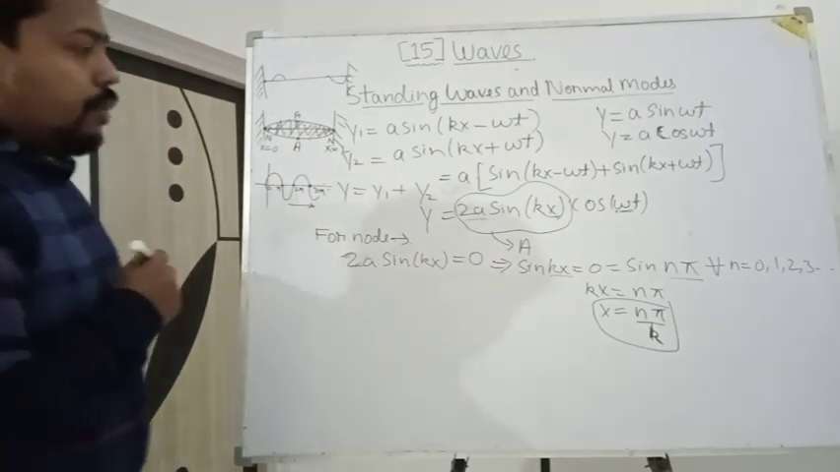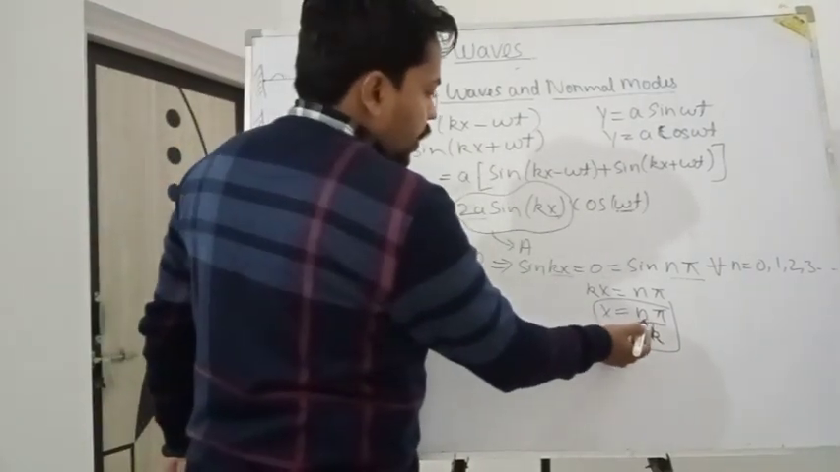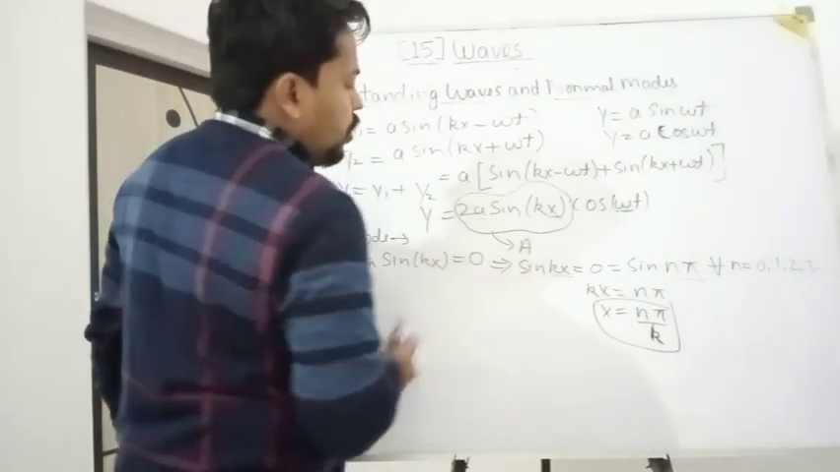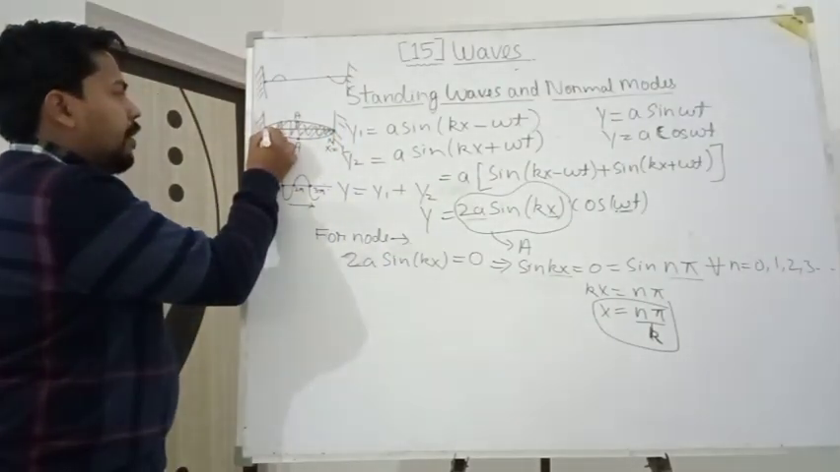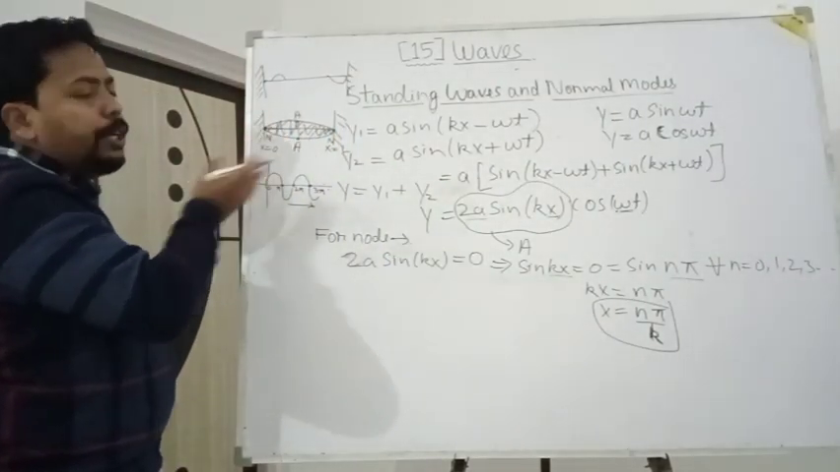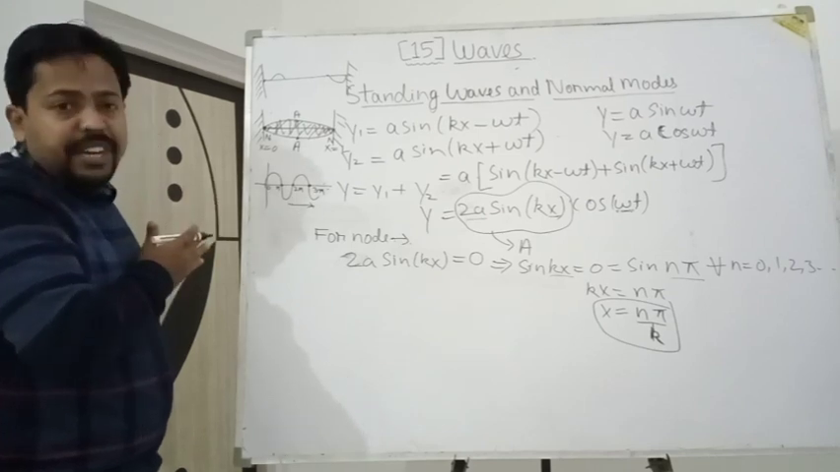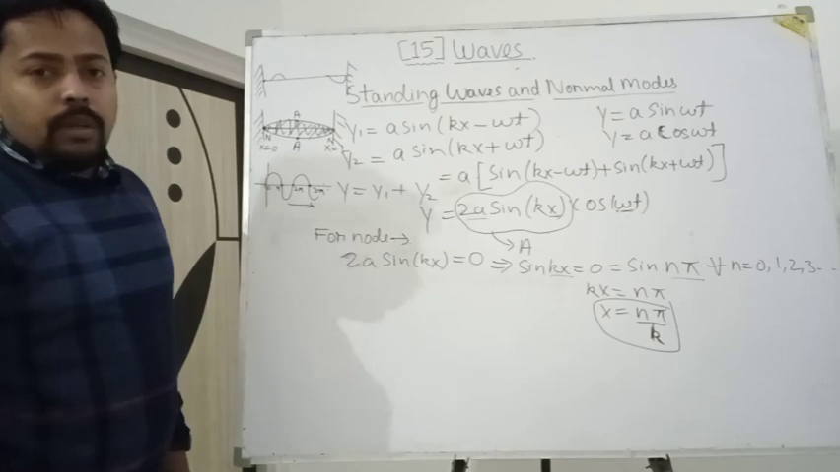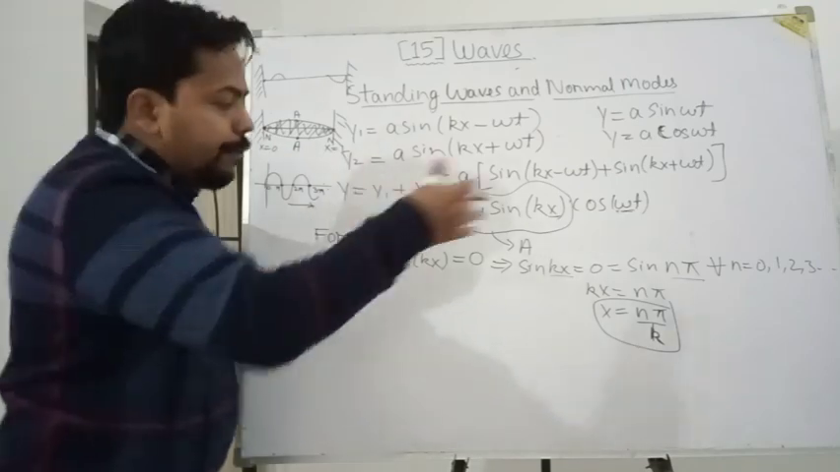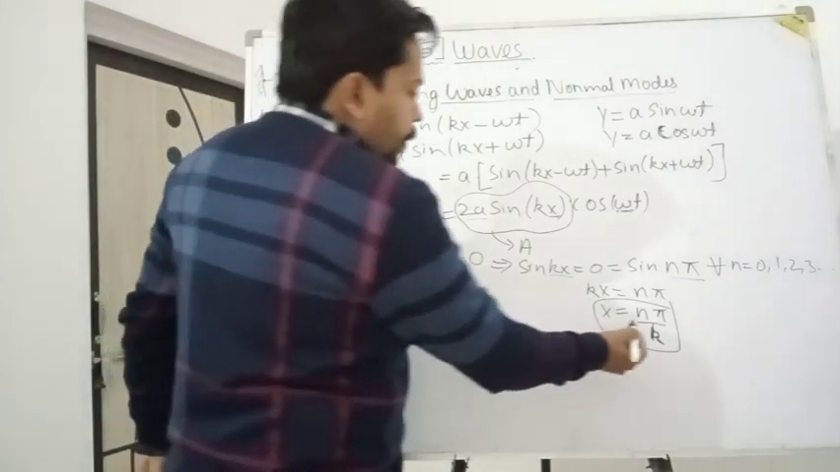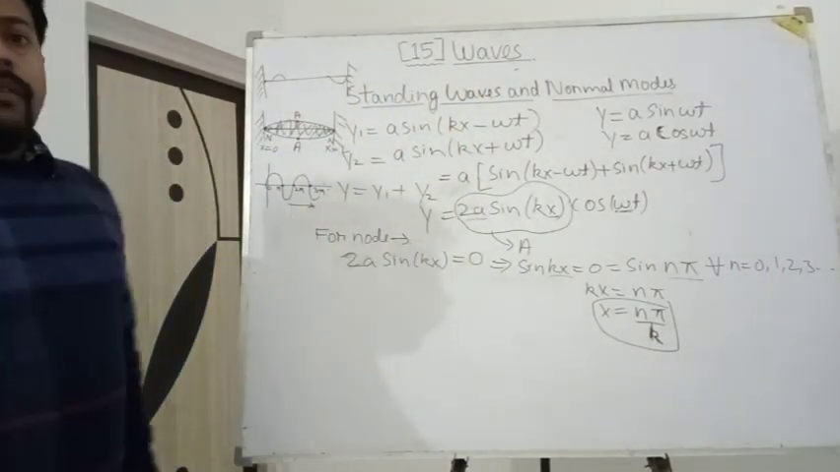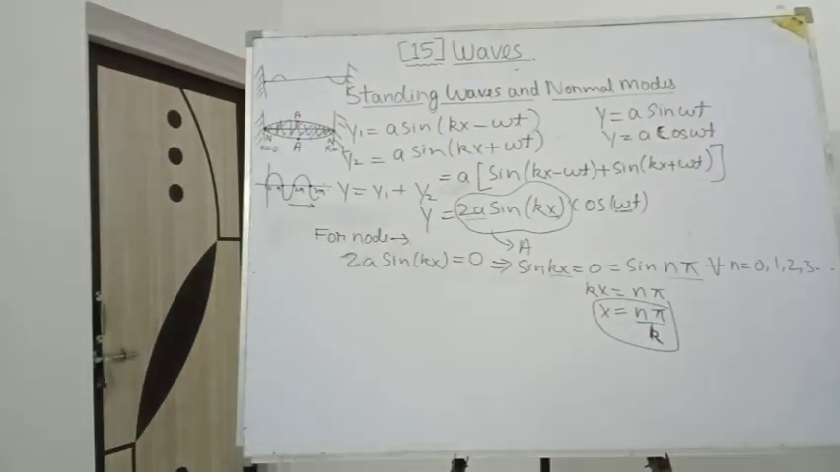So for n equals 0, the value we get is x equals 0. That means at the start, where the string is joined to the wall, from where the disturbance is created, there will be a node where the amplitude will be 0. What will be the second position for the node? If we put n equals 1, that is the value pi upon k, we get the position of the node.